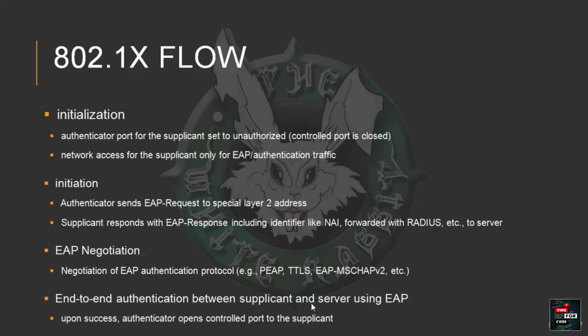Initiation is where the authenticator sends an EAP request to a special layer 2 address, and the supplicant responds with its identity, which then can be forwarded to the authentication server. EAP negotiation also needs to happen because there's different EAP authentication protocols that are supported by EAP, since it's extensible and flexible. And then the end-to-end authentication between the supplicant and server can then happen. Upon success, in the case of Wi-Fi, when we're using 802.1x with Wi-Fi, the master key for this session is returned. And also the authenticator opens the controlled port to the supplicant so that all traffic can pass through.